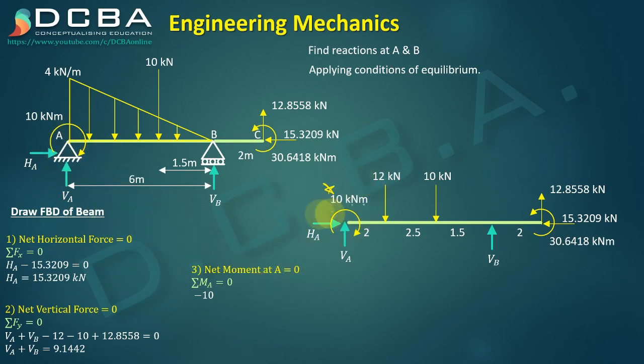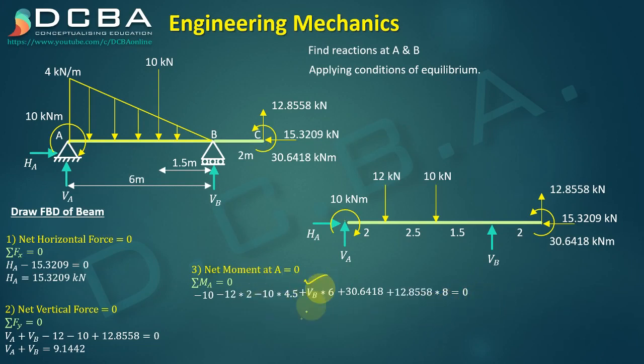Then we have 12 into 2, again it is clockwise, so it's minus 12 into 2. Then 10 into 4.5, which is again clockwise, so it's minus 10 into 4.5, plus VB into 6. Then this is an anti-clockwise moment, so it's positive plus 30.6418, and then due to this there won't be any moment, but due to 12.8558 again there will be an anti-clockwise moment at point A. So that is, I think, 12.8558 into 8 equals 0.